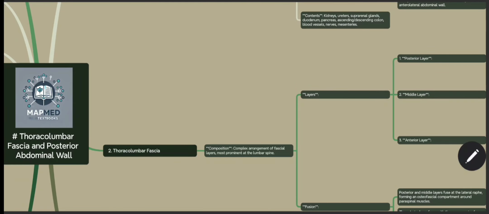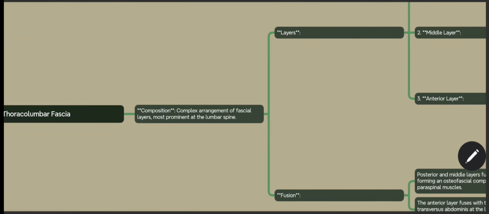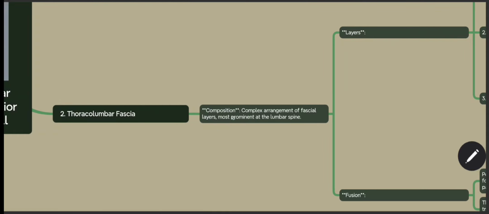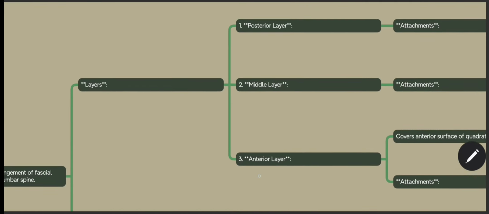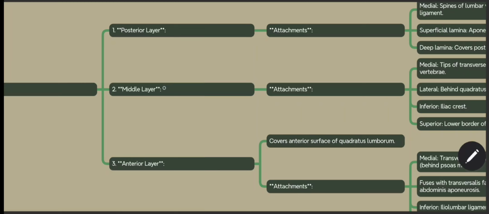Now we can discuss the thoracolumbar fascia. What is the composition of the thoracolumbar fascia? It has a complex arrangement of fascial layers, most prominent at the lumbar spine. What are the layers of it? There are three: posterior, middle, and anterior.